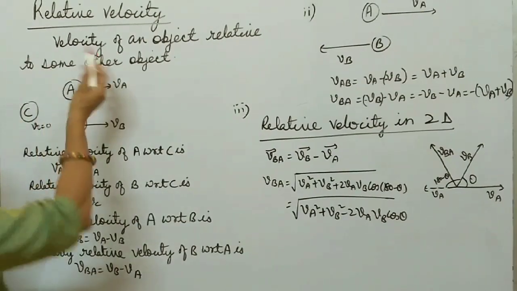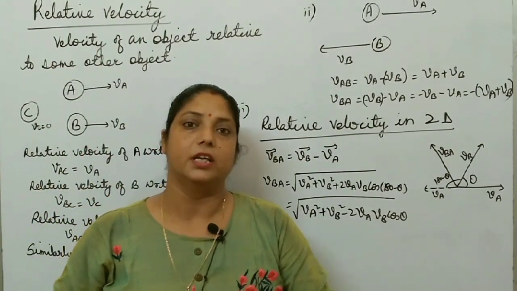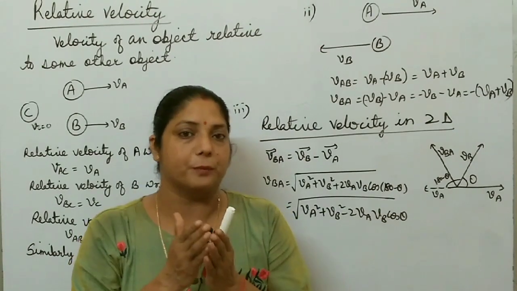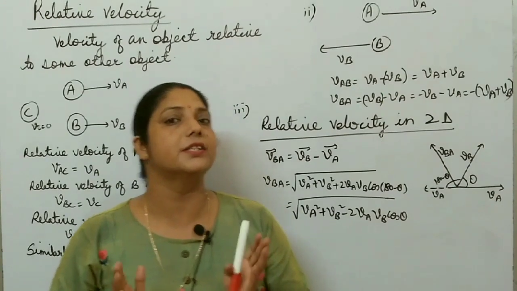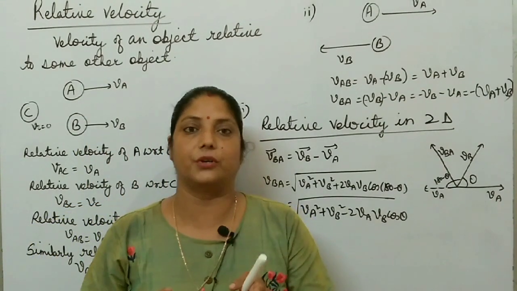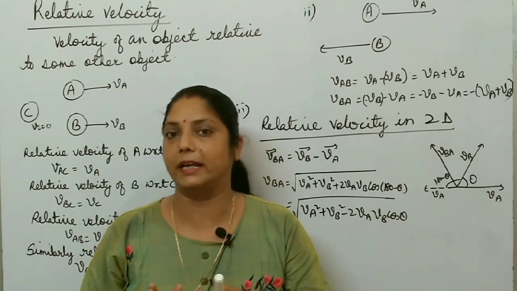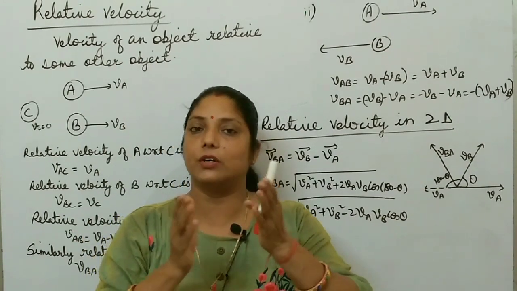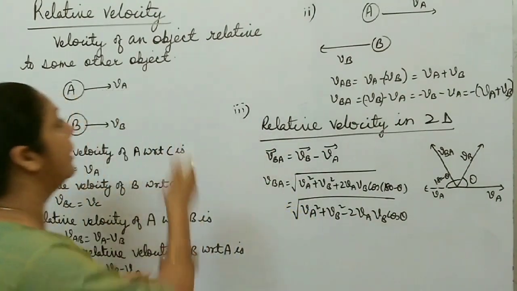Now, next most important topic is relative velocity. What is relative velocity? Velocity of one object relative to another object. You know, everything in this universe is related to each other. Nothing is absolute. Absolute means independent. Everything is dependent on one another. So what is the velocity of one object with respect to another object? That is called relative velocity.